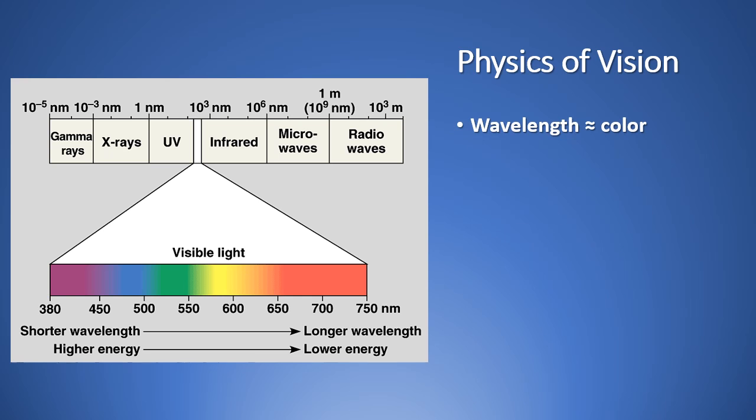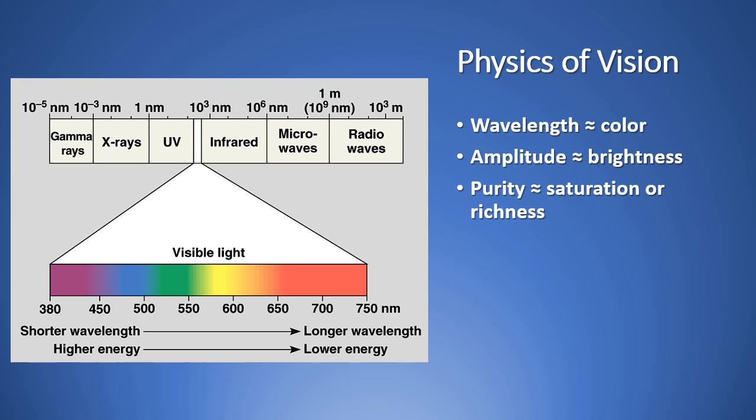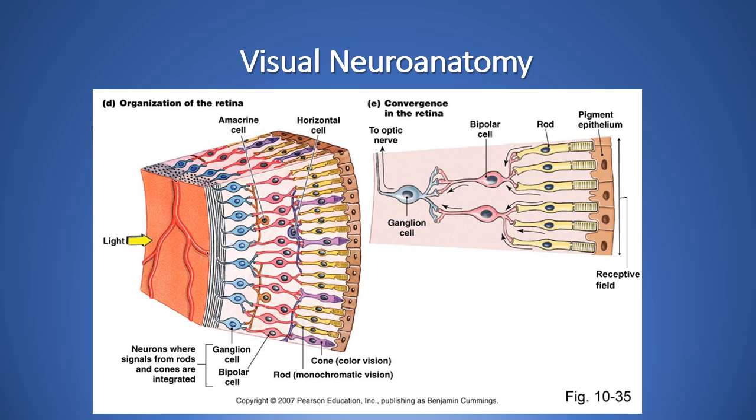Okay, so wavelength is detected as color for us. Amplitude, or how intense that light wave is, is detected as brightness. And then the purity, or whether or not it's a beautiful, perfect sine wave or has some zigzag to it, that is detected as saturation or richness of color.